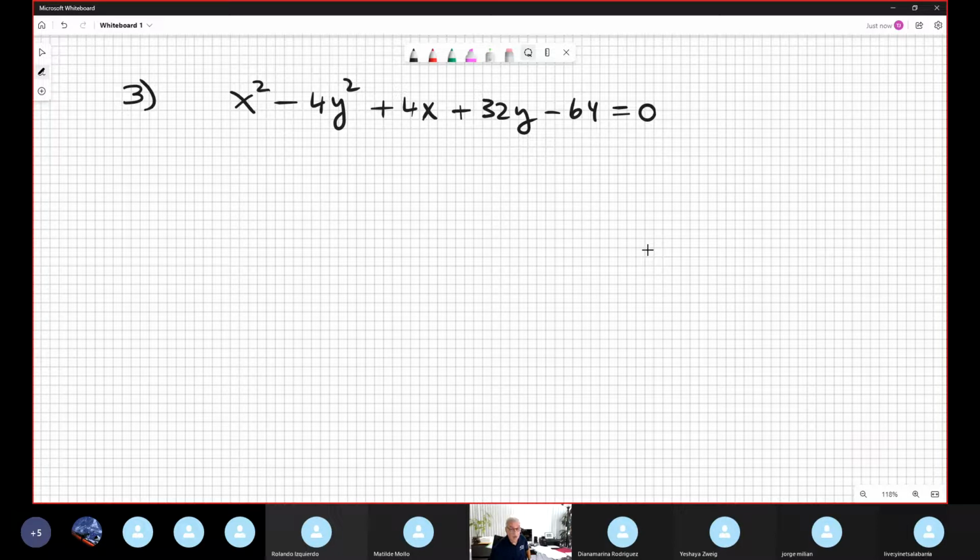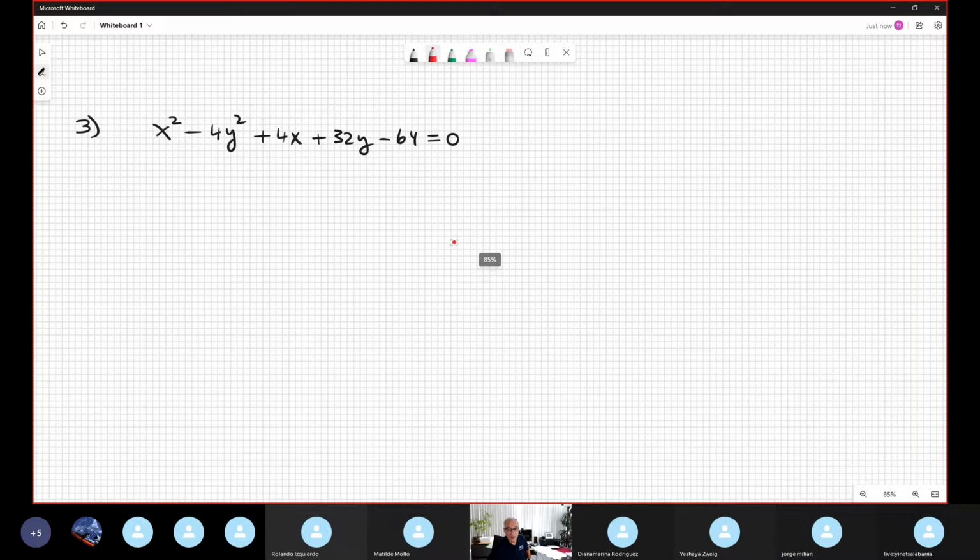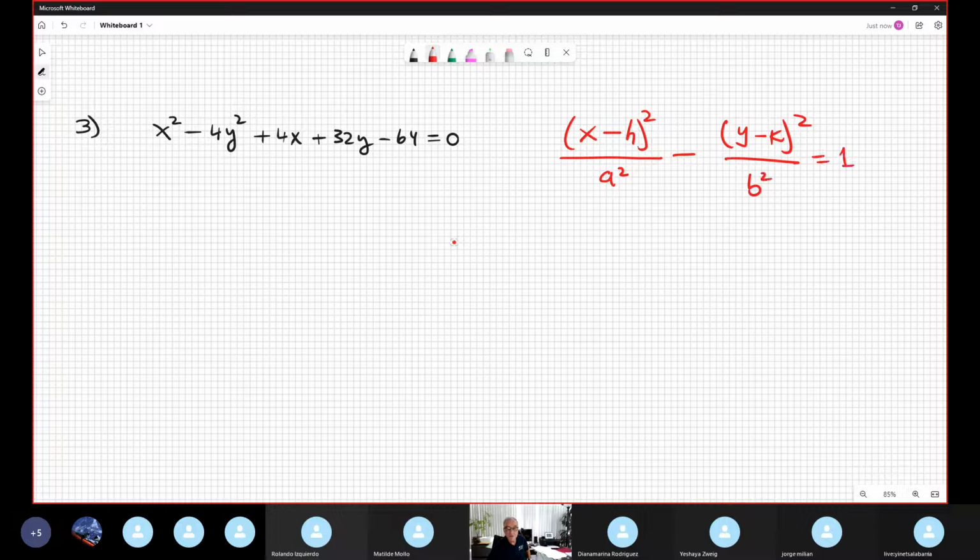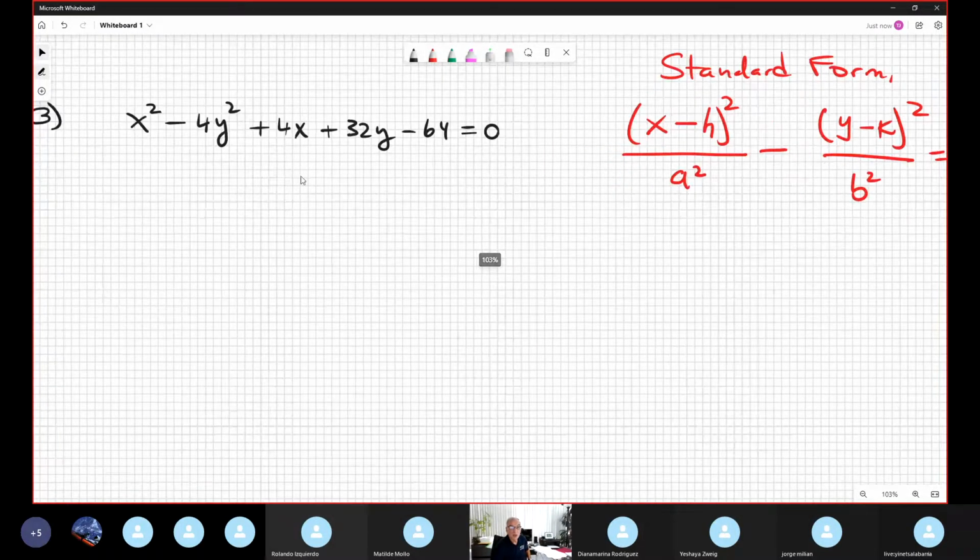Okay. Now to express it in standard form, I want to copy one more time. Look, it's that form. I need to manipulate algebraically in order to express it like that: x minus h squared divided by a squared minus y minus k squared over b squared equal 1. This is the standard form. But this is not standard, it's non-standard. It's crazy, it's general.